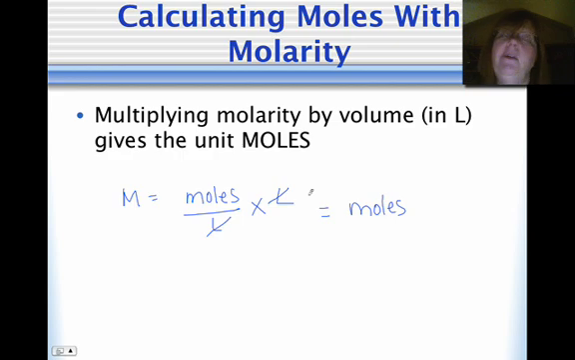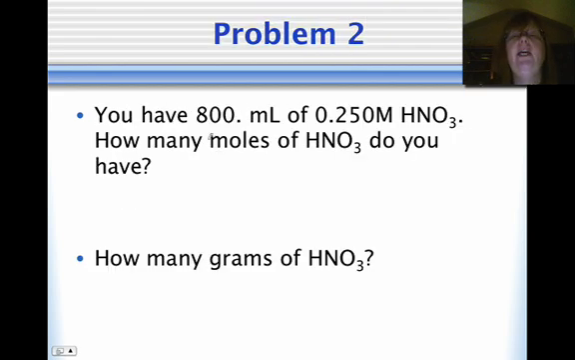And you know how important moles are in chemistry. This is just another way to get moles: molarity times volume. So here we go. We've got 800 milliliters of 0.25 molar nitric acid. How many moles of nitric acid do you have?